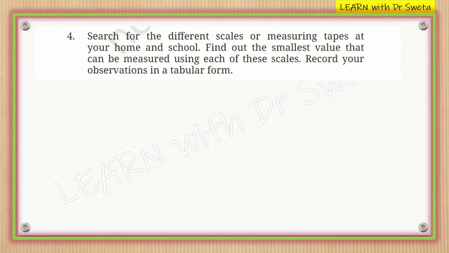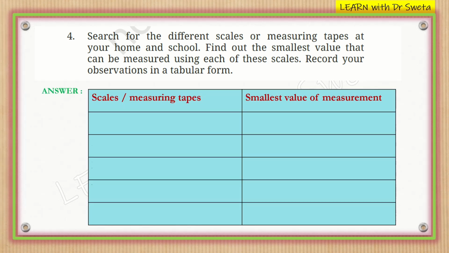Next question is, search for the different scales or measuring tapes at your home and school. Find out the smallest value that can be measured using each of these scales. Record your observations in a tabular form. So let's form two tables. In first, mention the scales or the measuring tapes, and in second, mention the smallest value of measurement.